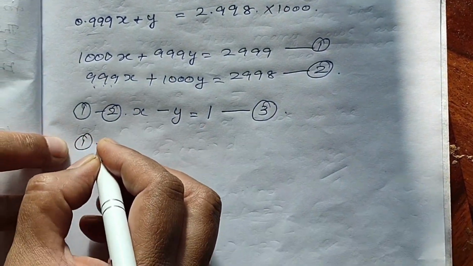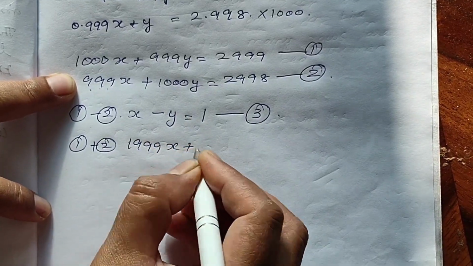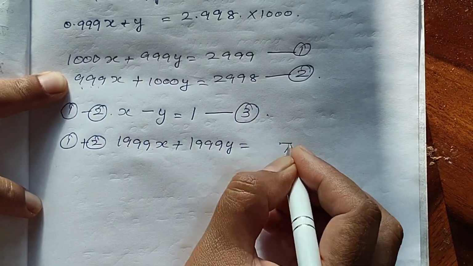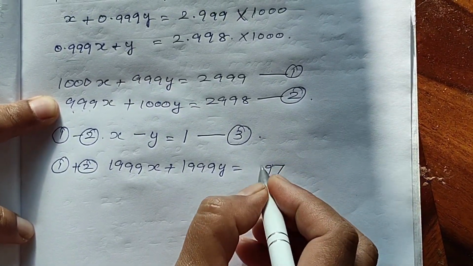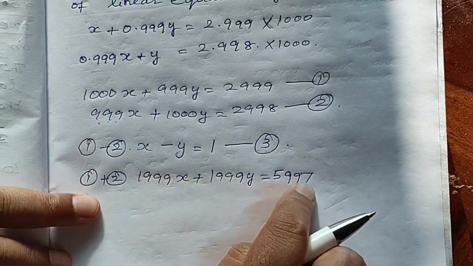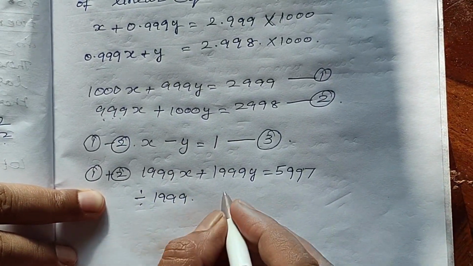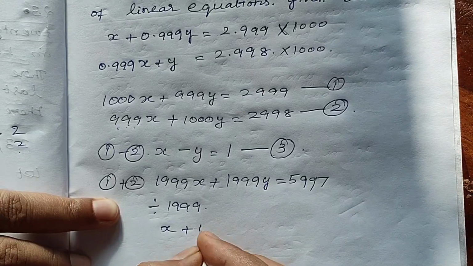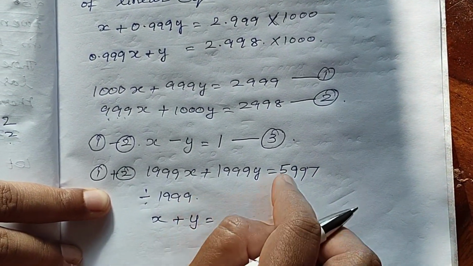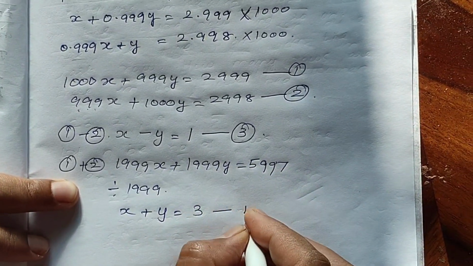Next 1 plus 2. 1 plus 2 is 1999x plus 1999y equal to 5997. So 1999 is common for all this. So divide by 1999. What you get is x plus y equal to 3. This is the fourth equation.